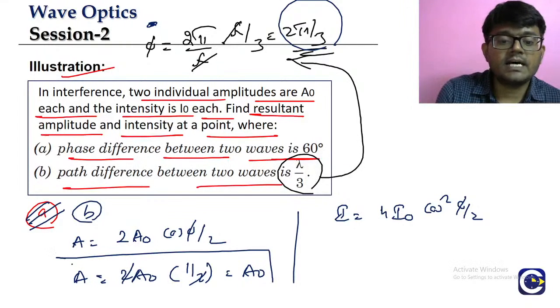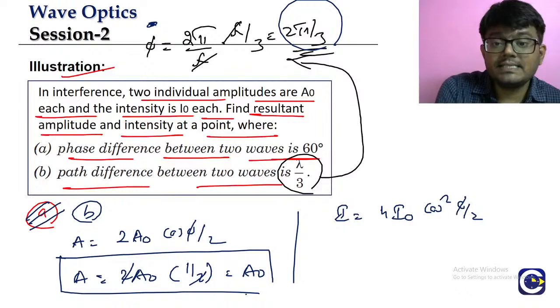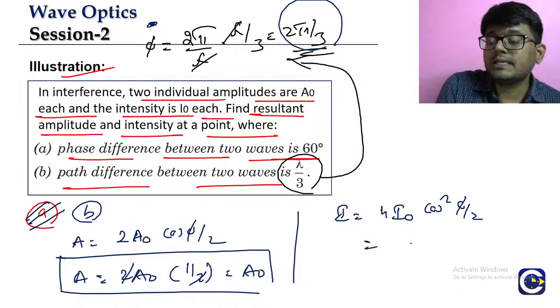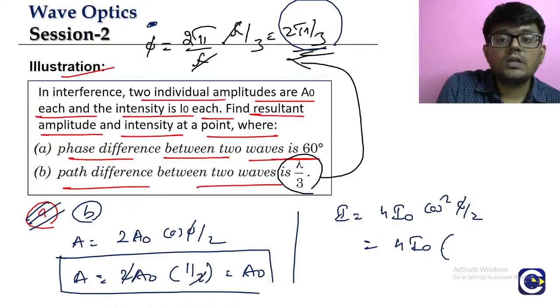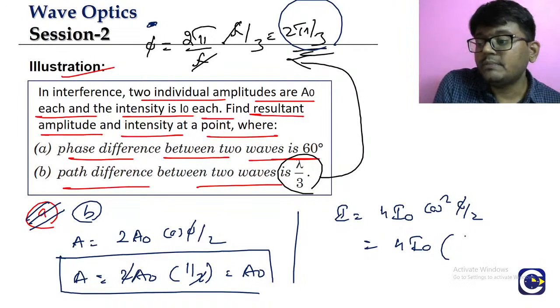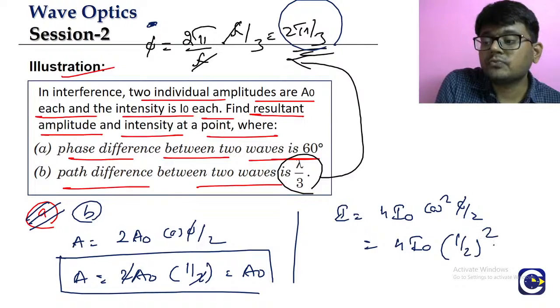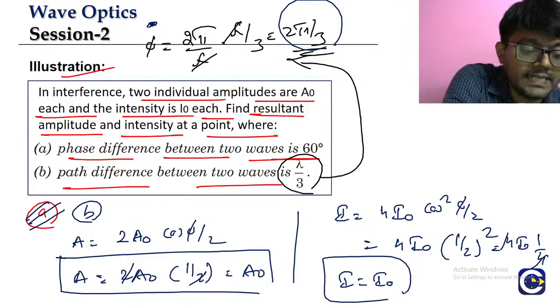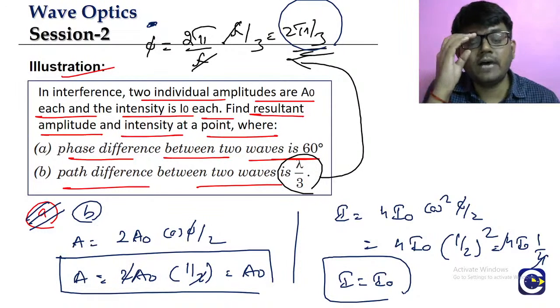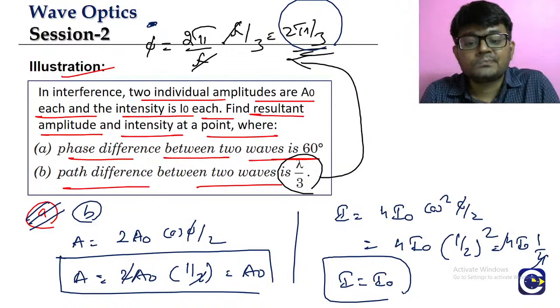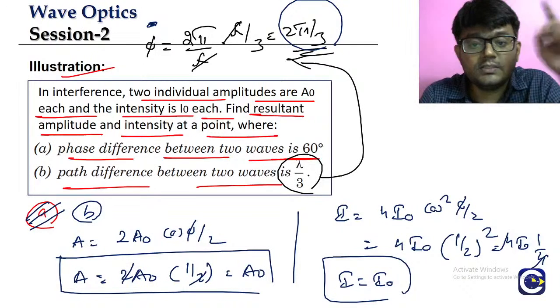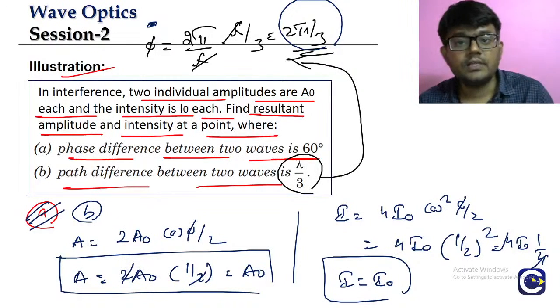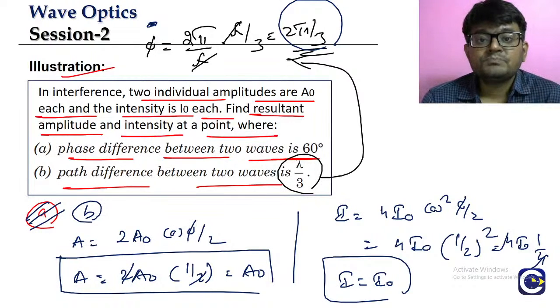So in this case, what is the resultant amplitude? It is just a naught. Now look here, 4 times I naught cos square 60. What is cos square 60? Cos 60 is half. So half square, that is 4 I naught into 1 by 4. What is it? Interesting, right? At the point where we have the path difference lambda by 3, the resultant amplitude is the same as the individual waves. Resultant intensity is the same as the intensity of the individual waves.